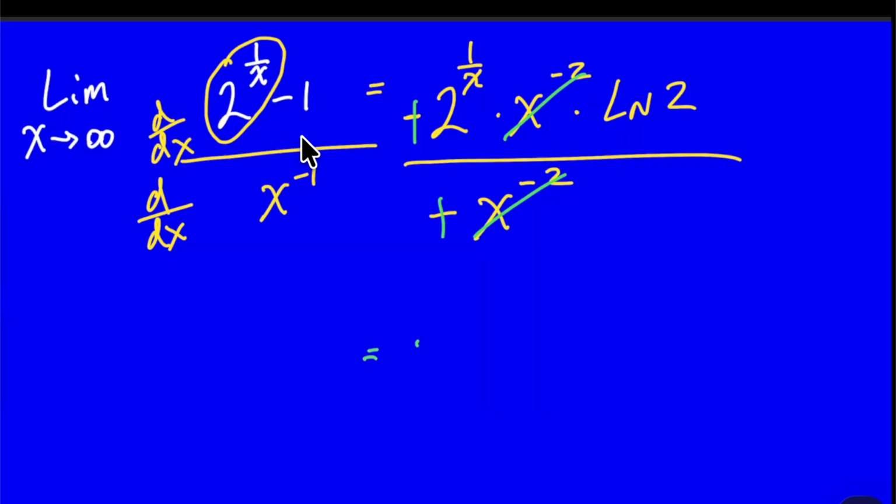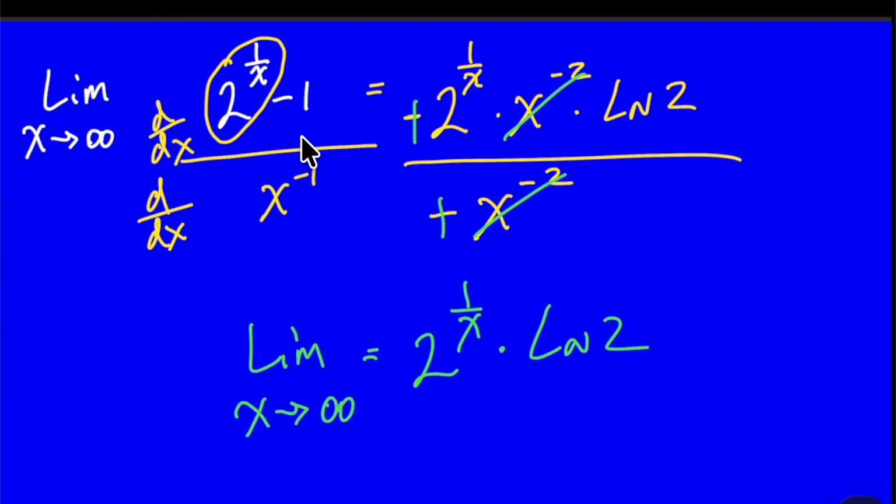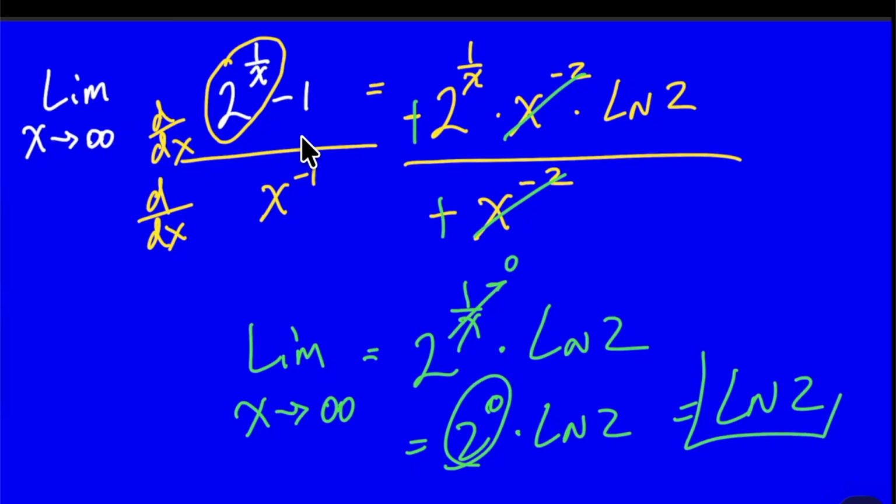So now we have 2 to the 1 over x times ln of 2, the limit as x approaches infinity. Again, if x approaches infinity, this whole fraction goes to 0. So we're going to have 2 to the 0 times ln of 2. 2 to the 0 is 1. Our final answer for this limit is ln of 2.